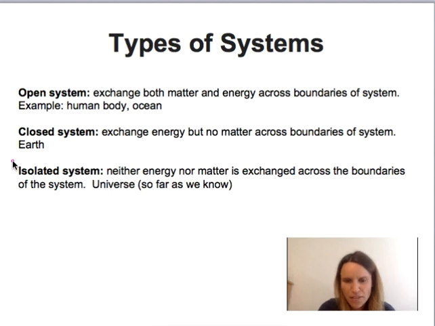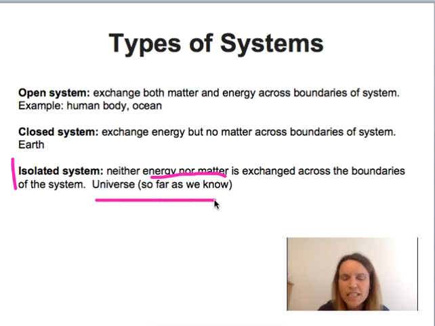Then, the last kind of system, and this is not that common, is what we call an isolated system. In an isolated system, neither energy nor matter is exchanged across the boundary of the system. For now, I should say, the only isolated system we know of within the bounds of our current knowledge is the universe. As far as we know, our universe does not exchange energy or matter with any other system.